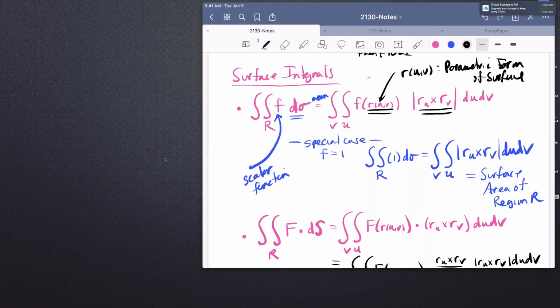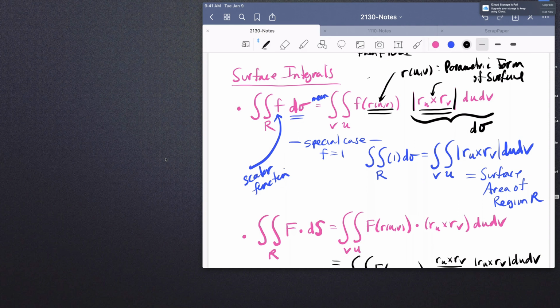You can do the cross product of those vectors, and then you can find the length of that vector. And it's this magnitude of r_u cross r_v du dv right here. This is what we're denoting as d sigma.